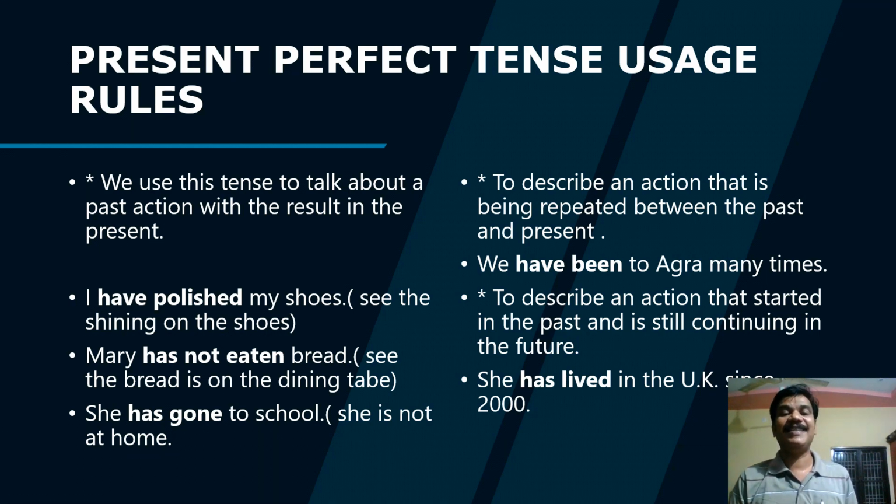Mary has not eaten bread. How do you know that? She was given bread but did not eat. How do you know that? The bread is on the table. So the action is completed but the result is apparent on the table.